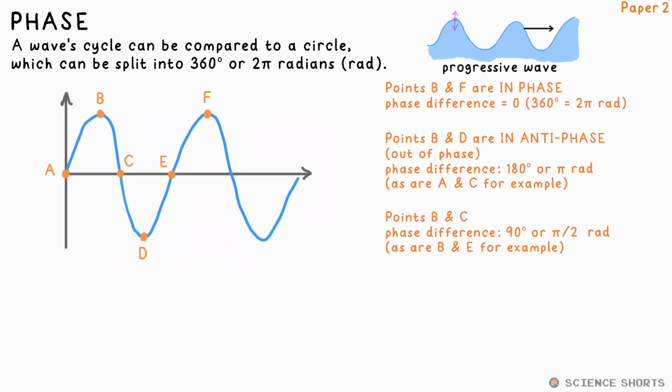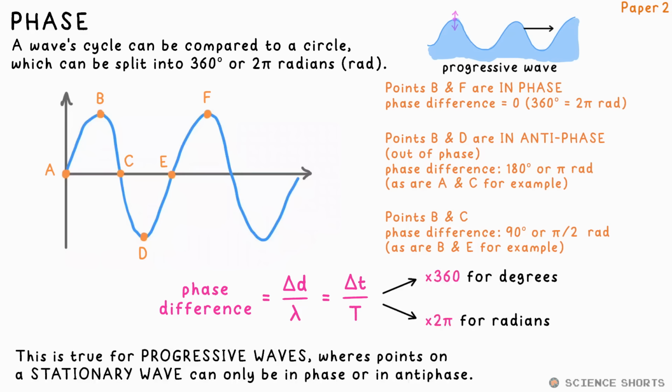We generally don't give phase differences above 180 degrees, pi radians, as we can just give the opposite phase difference. So 270 degrees is just given as 90 degrees, etc. It's just a difference after all. Any phase difference can be calculated as a fraction times the total in a cycle. So we can do the distance between two points divided by the wavelength, or time difference between two points divided by the time period, depending on what graph we're given.